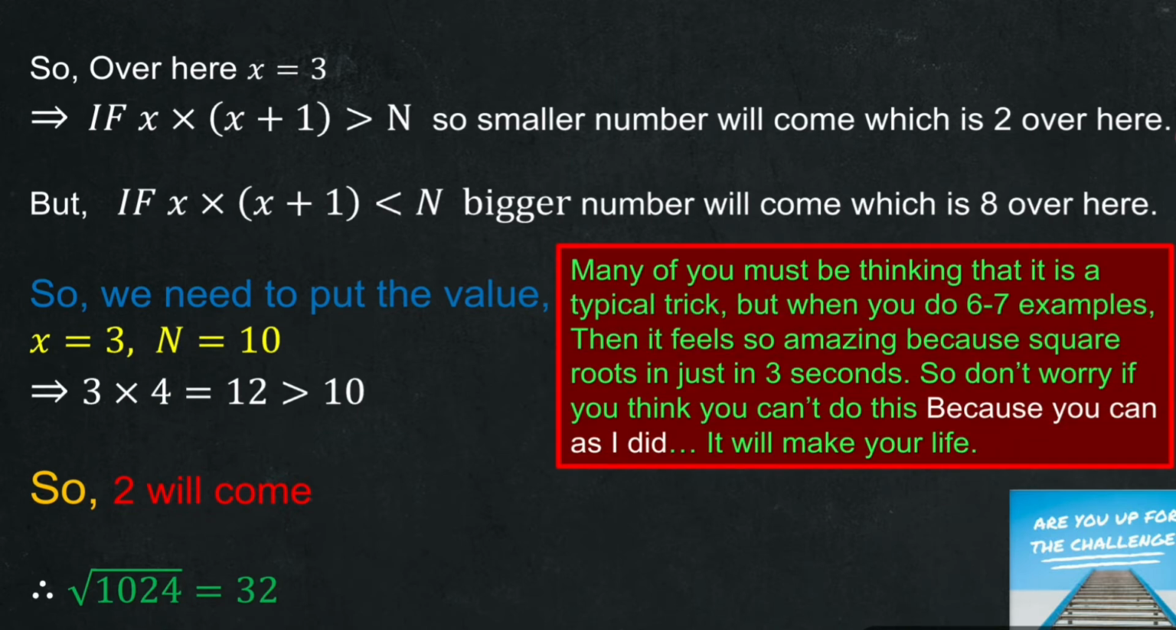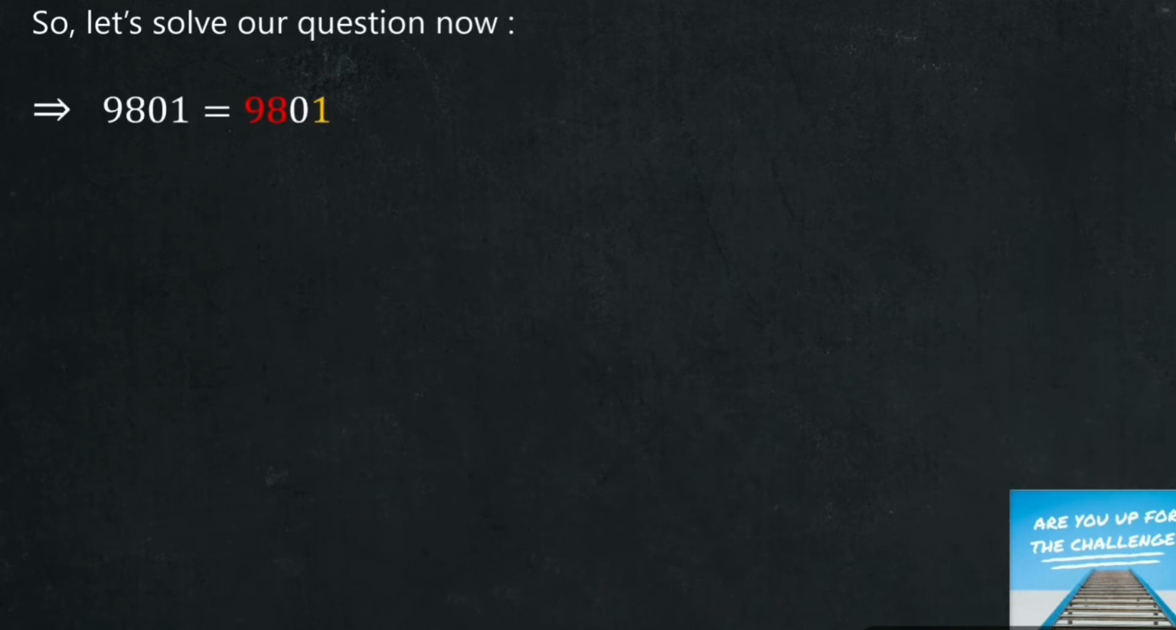So now let's discuss our question also, but before that, many of you must have been thinking, this is such a typical trick, how can we use this? But believe me, after certain examples you are going to do this in just 3 seconds like I did. So our question was the square root of 9801. 9801 is ending with 1, so we can say that the square root must have ended with 9 or 1, and cancel out the last two digits.